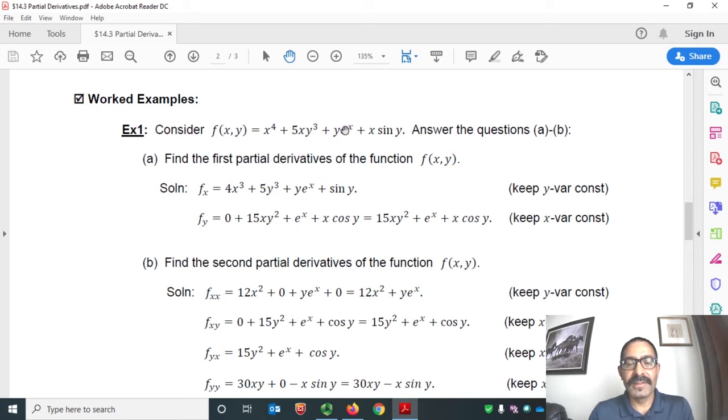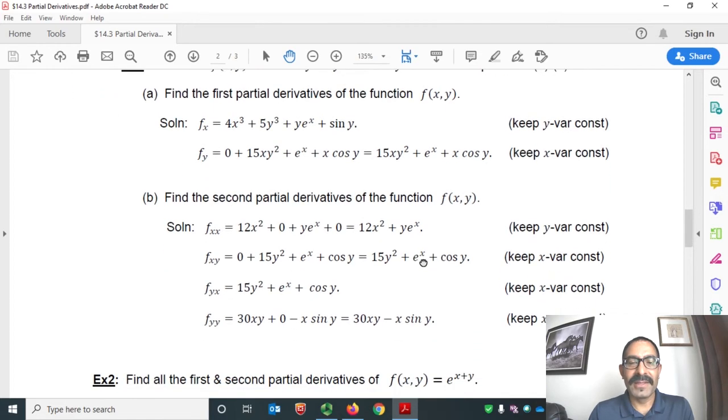Next, we are taking the partial derivative with respect to y, so e to the x is constant as it is. The partial derivative of y with respect to y is 1, so simply e to the x. Similarly, x is constant, and the partial derivative of sine y with respect to y is cosine y. I hope this makes sense to you all.